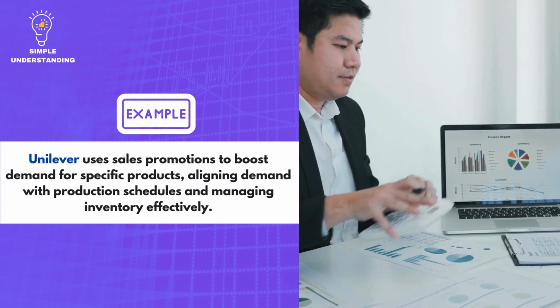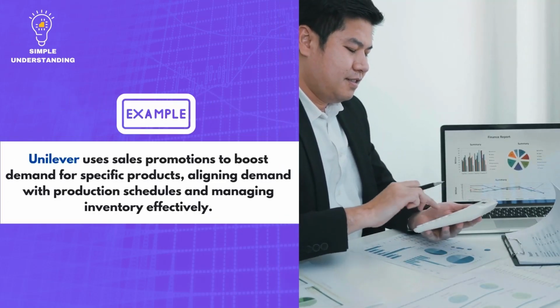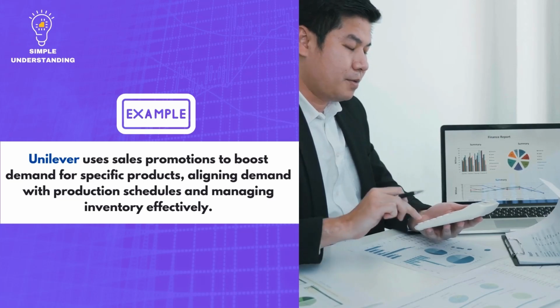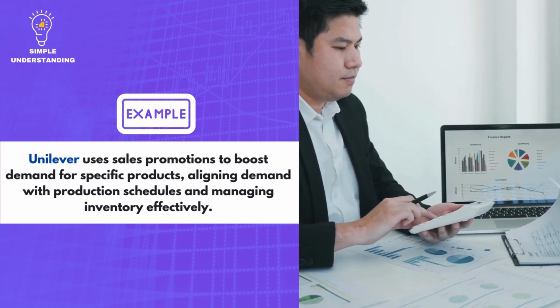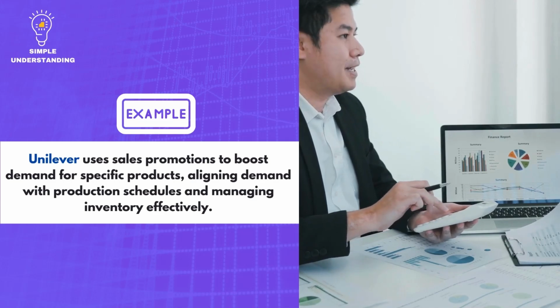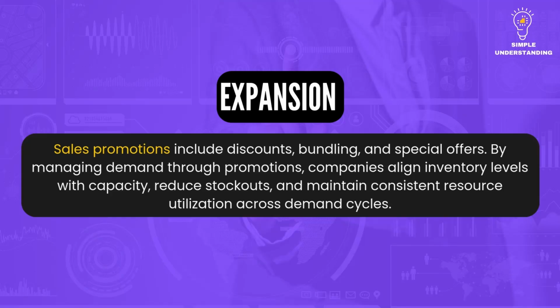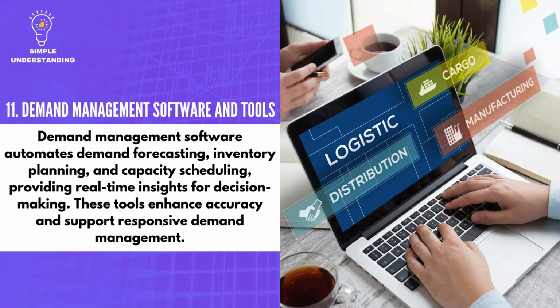Real company example: Unilever uses sales promotions to boost demand for specific products, aligning demand with production schedules and managing inventory effectively. Expansion: Sales promotions include discounts, bundling, and special offers. By managing demand through promotions, companies align inventory levels with capacity, reduce stockouts, and maintain consistent resource utilization across demand cycles.